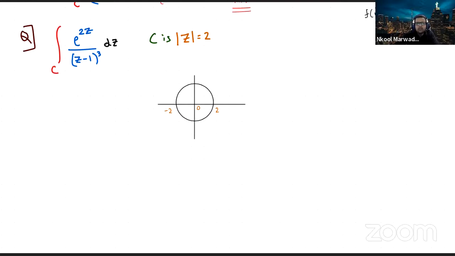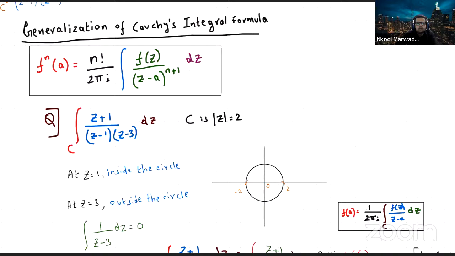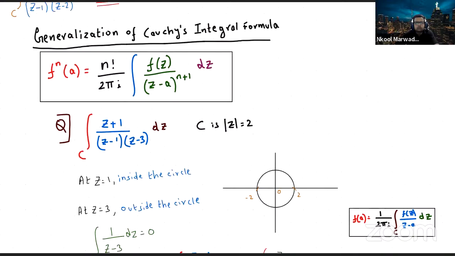Now since in the denominator I have a higher power, the power of z minus 1 is 3. So definitely I have to use the generalization of Cauchy's formula. Let me copy this. How to use this is what we are seeing.